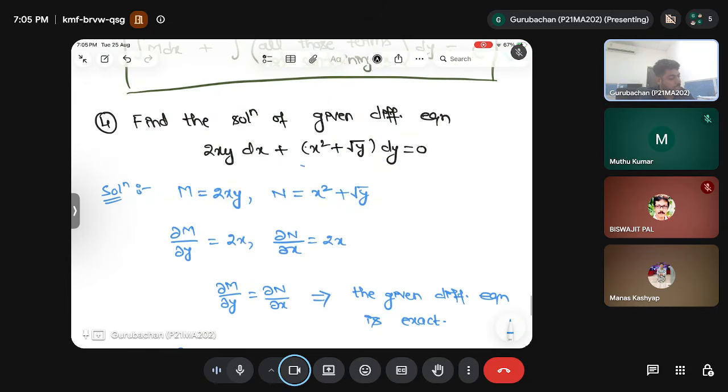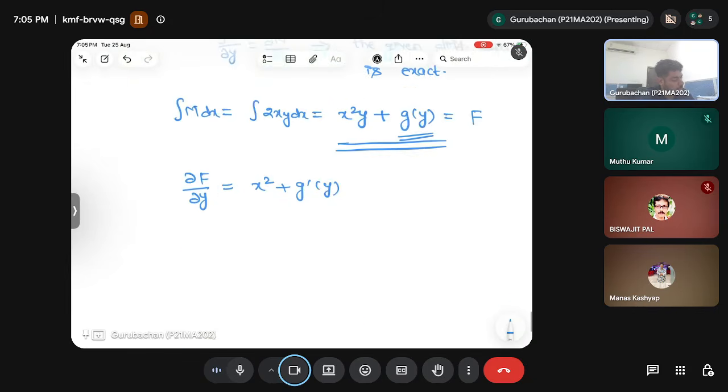And what is your N? x square plus under root y. So this should match your N. Let me write like this: N has value x square plus under root of y. So from here you can clearly see that g dash y is nothing but under root y. If you get a function of x here also, that means you have made some mistake or your given equation is not exact.